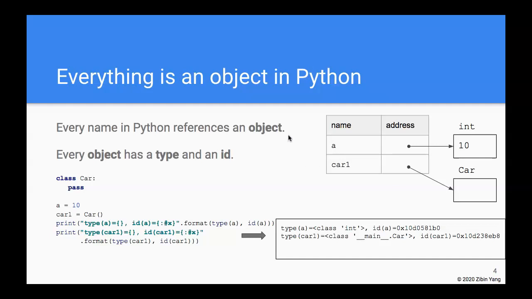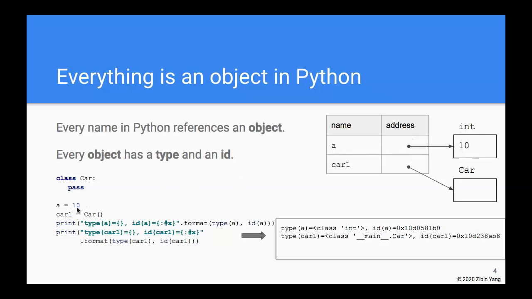And object is not the base class for all classes. It means an instance of some type, right? And so with everything being an object, that means all of them would have a type, and they will all have an ID, among other things. And this is the picture we've been talking about, that a name is really just a reference to an actual object, right?